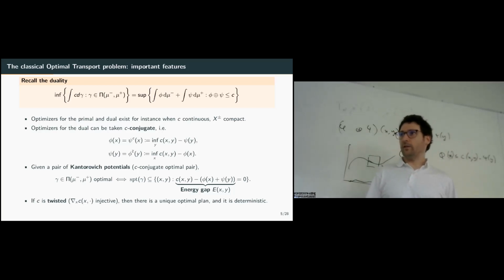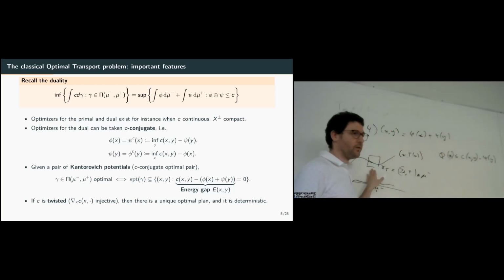And finally, if c is twisted, so you have some injectivity of the gradient of c. We'll see an example just later. So there is this condition. Then there is a unique optimal plan. So this solution is unique, and it's deterministic. So it means that it's exactly of this form.